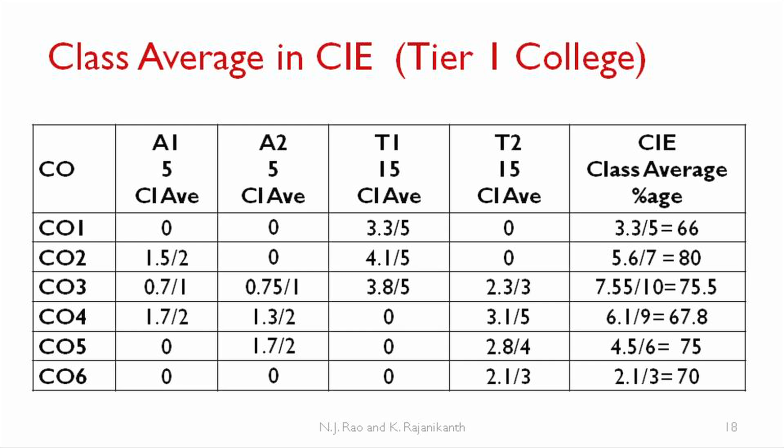For example, let us look at CO3. 1 mark is there in assignment 1, the average performance is 0.7. In assignment 2, again there is a 1 mark question and the average performance is 0.75. In test 1, it is 3.8 out of 5. In test 2, it is 2.3 out of 3. So as a total, we have 7.55 marks out of 10 marks, which is 75.5 percentage.